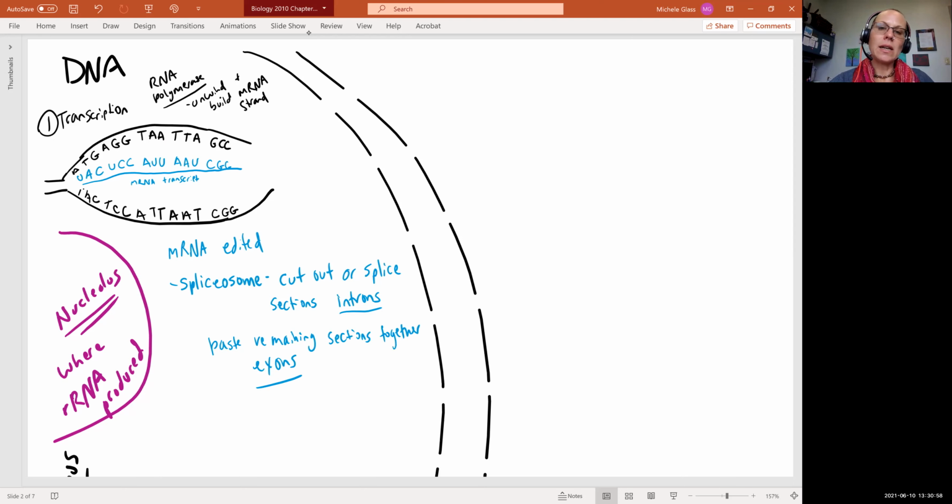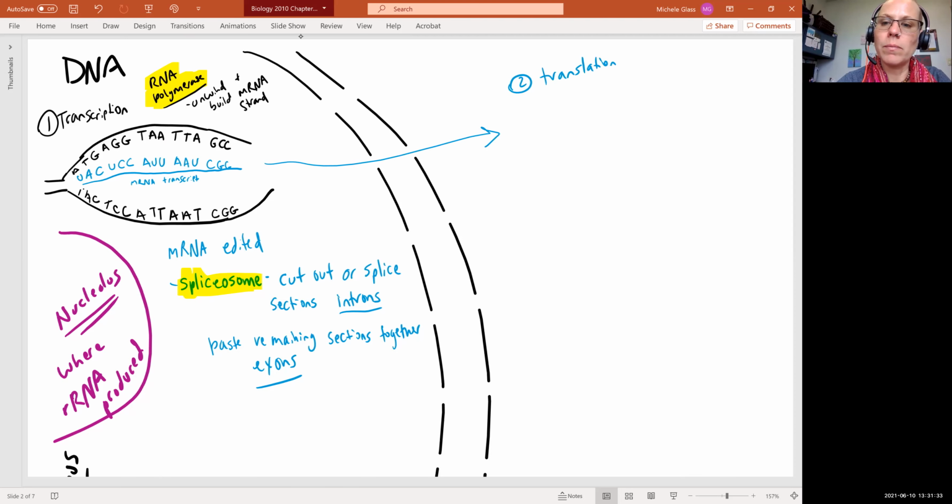And what we see then is this editing can allow us to use the same gene and cut and paste it in different ways and actually use that to make different proteins. So this is pretty cool. So the spliceosome is the enzyme that's involved in this cut and paste. And then up at the top, we had RNA polymerase involved in the actual constructing of the mRNA. And then remember that the mRNA is going to leave the nucleus and go to the ribosome for translation.